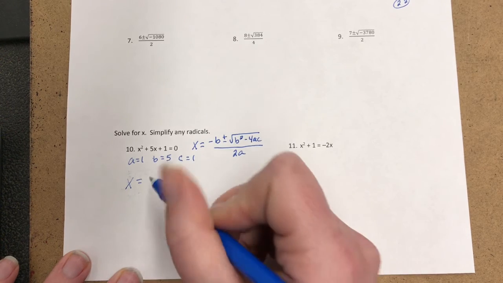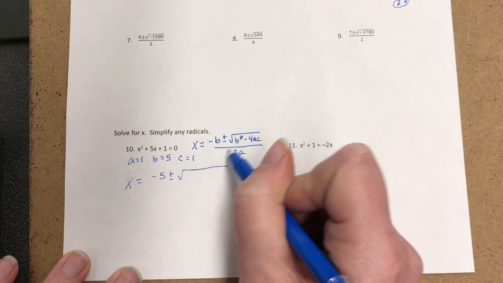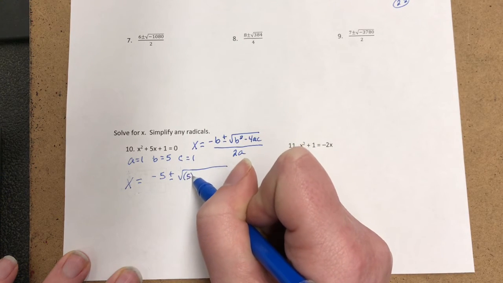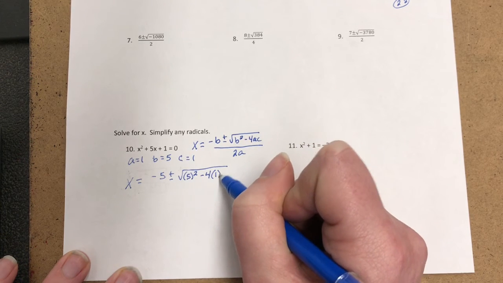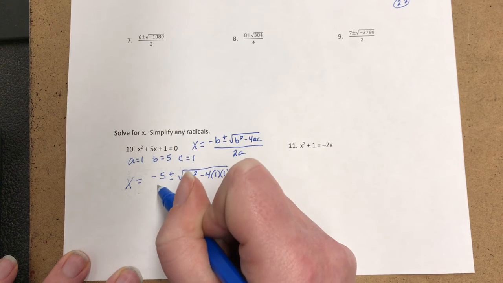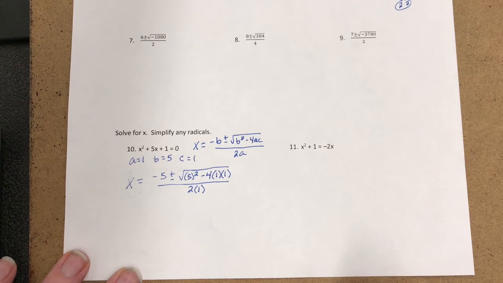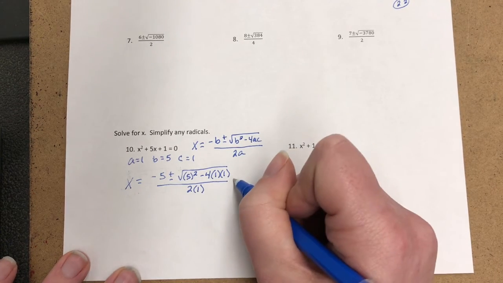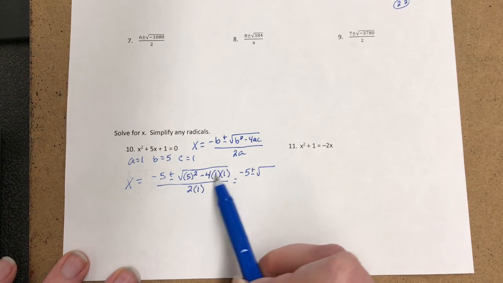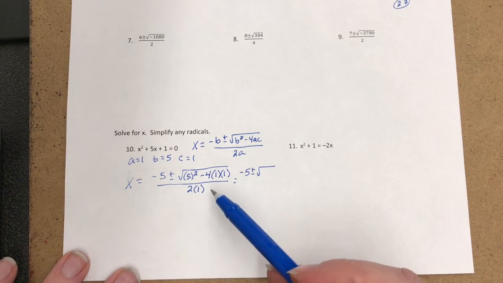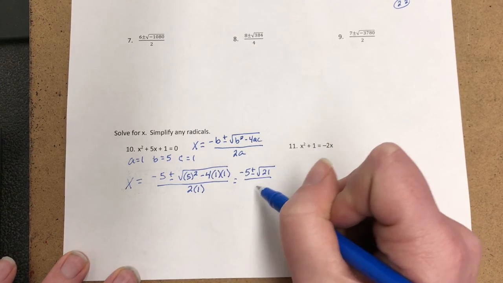So negative b would become a negative 5 plus or minus the square root of b, which is 5 squared, minus 4 times a, which is 1, times c, which is 1, all over 2 times a, which is 1. And now I just have to simplify. So I get out my calculator and figure out what's underneath the square root. So I take 5 squared minus 4 times 1 times 1, and that gives me 21, over 2 times 1 is 2.